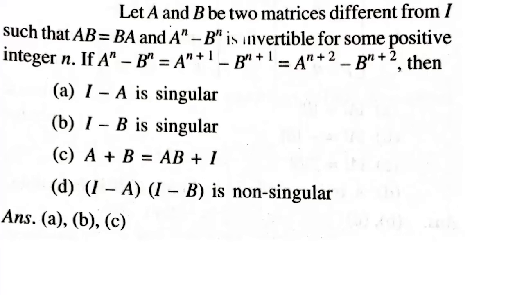Now here we are given that A and B are two matrices different from identity matrices such that AB equals BA. That is, A and B are commutative in multiplication. Now if A to the power n minus B to the power n is invertible for positive integer n, and if A to the power n minus B to the power n is equal to A to the power n plus 1 minus B to the power n plus 1, and A to the power n plus 2 is equal to B to the power n plus 2, then which of the following is correct?